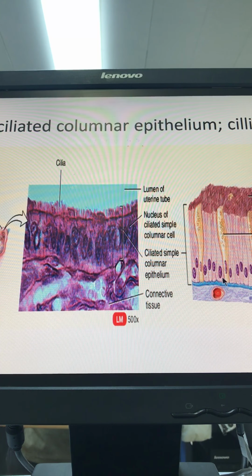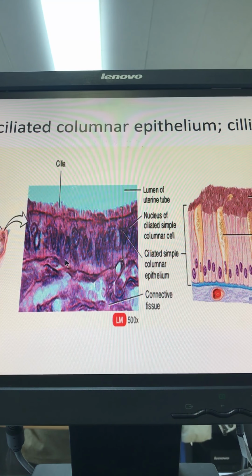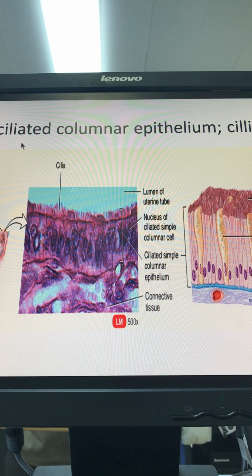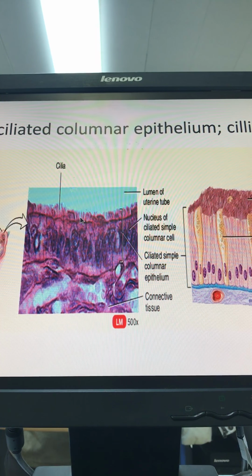Now, you can notice here, this is the basement membrane. Here the space, the lumen of the uterine tube. We can see elongated cells, oval nuclei. This is simple columnar epithelium with cilia at the surface. Then I can tell the name of the tissue, ciliated columnar epithelium. We have cilia here. Cilia actually can be seen within the light microscope.